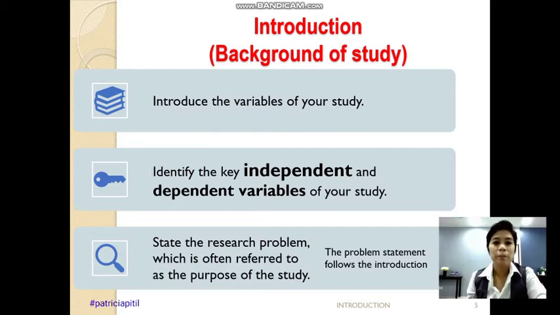So what should be first in your background of study? 1.1 in the introduction. Chapter 1 is introduction, and the first subchapter should be background of study. You should introduce all the variables of your study. Variables meaning the elements that you're going to control, you're going to decide, and then what you're going to measure in your study. Identify the IV. Introduce to us what's the IV and DV.